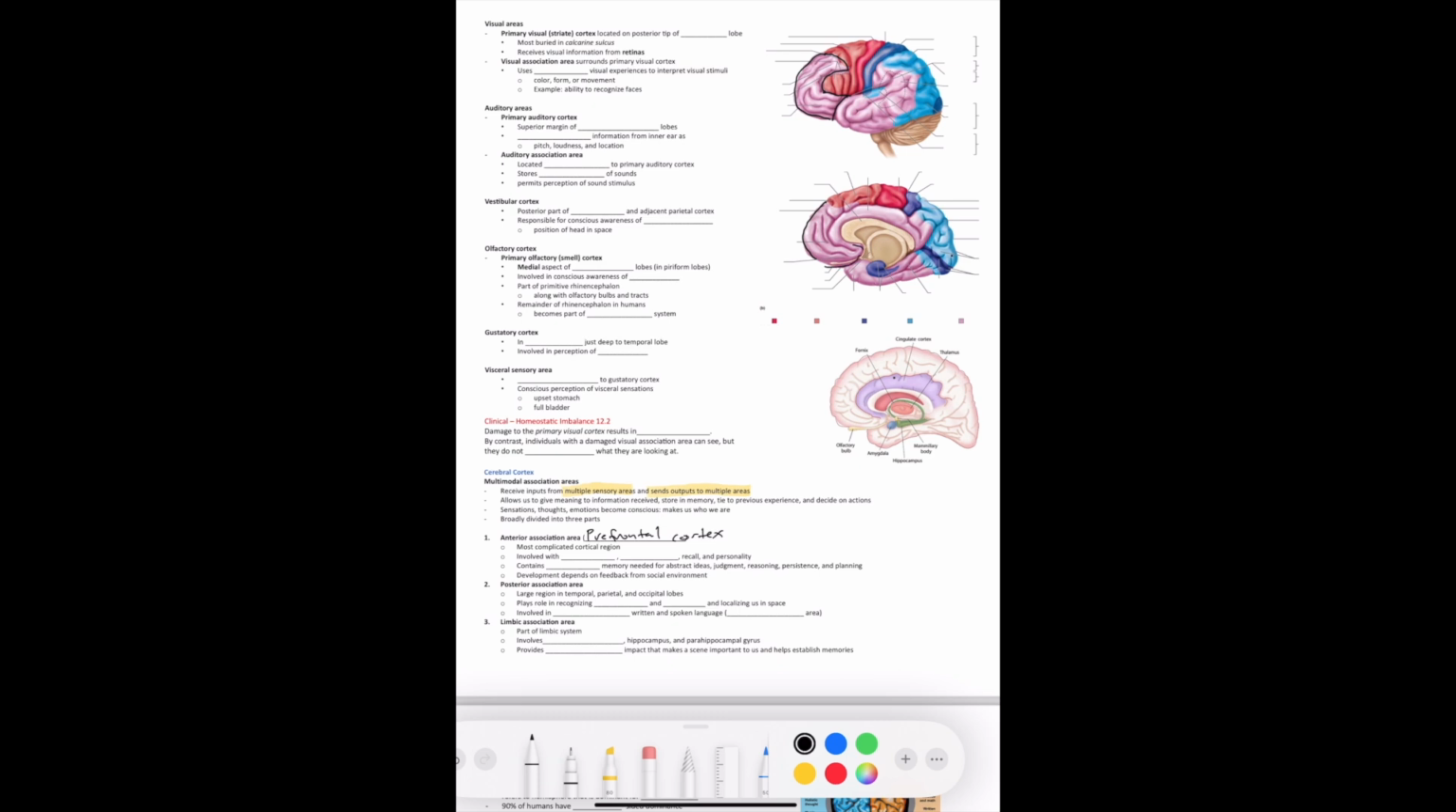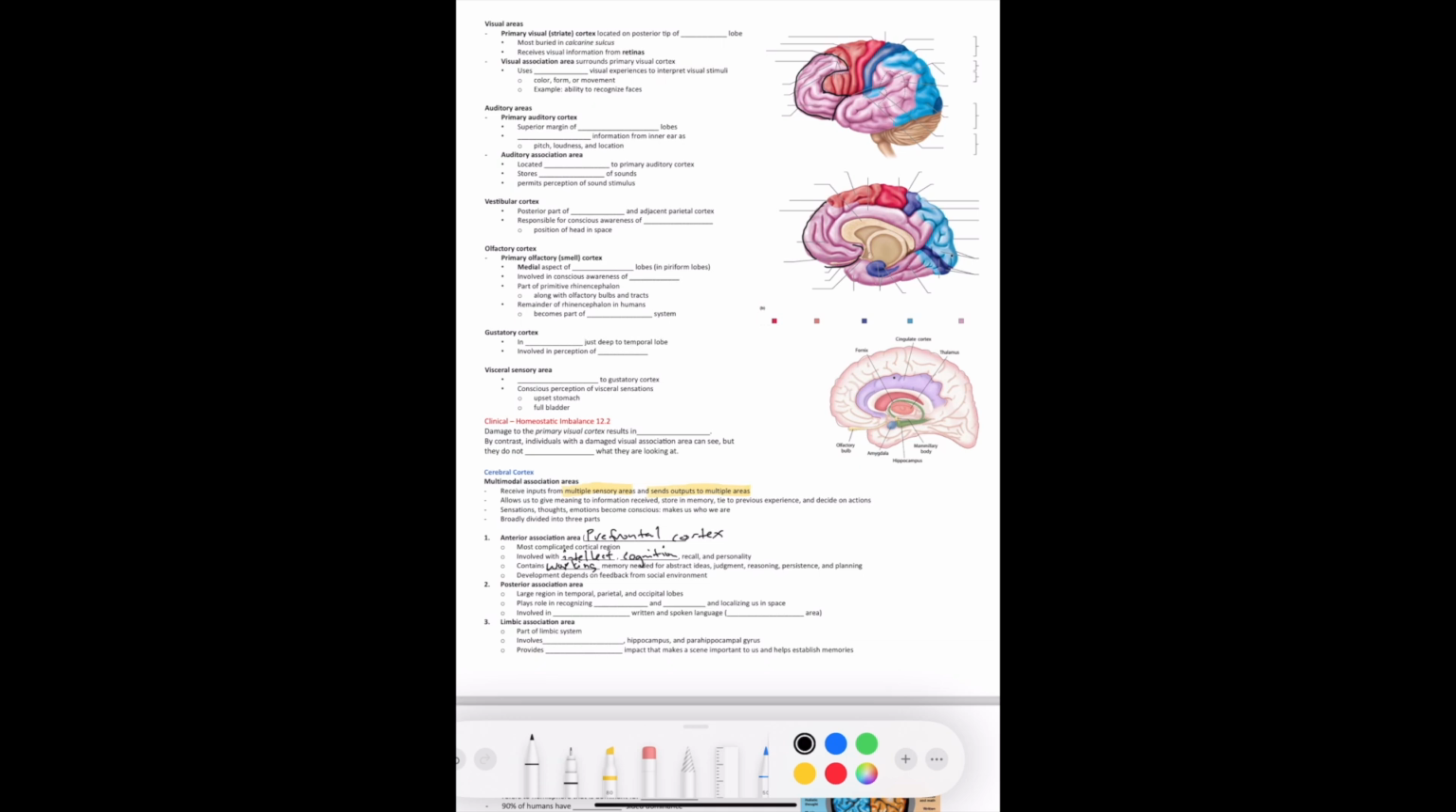And at this particular area of the brain, this is where our thinking happens. And it's going to be involved with intellect, cognition, recall, and personality here. What this area also contains is our working memory. Our working memory in order for us to solve problems.